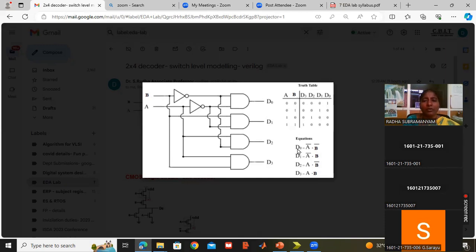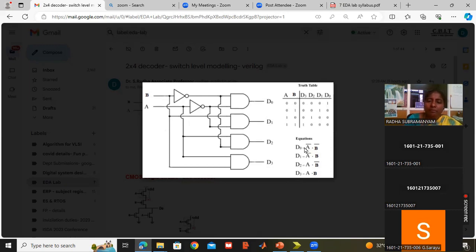Okay. So now, if you write the equation for D0, A bar, B bar is there. For D1, A bar, B is there. Then for the D2 equation, A into B bar is there. Then for D3, A into B is there. So these are the equations.